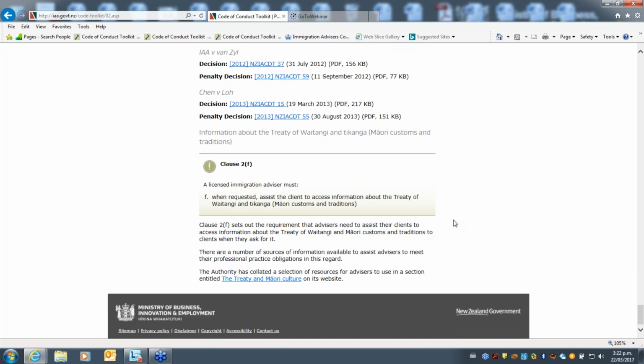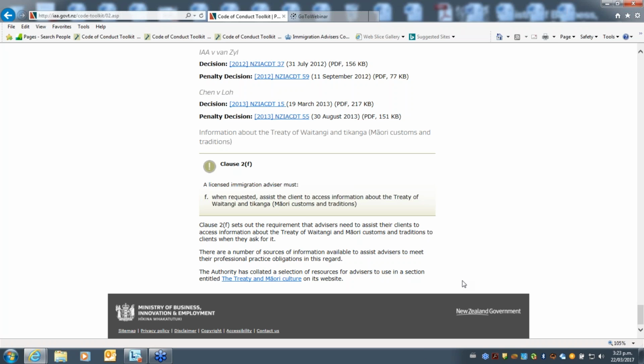And then clause 2F talks about, when requested, assisting the client to access information about the Treaty of Waitangi and tikanga. So it's important to be aware of and to recognise the cultural context and history of New Zealand, and to be able to provide information on that where it is something that your client is interested in and is seeking your assistance with. And we've got some information on our website that you can use to assist you with that if you wish.